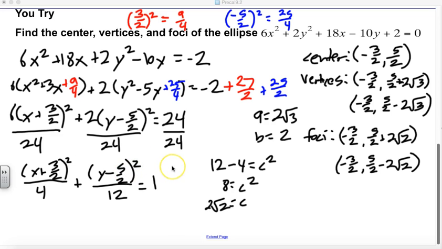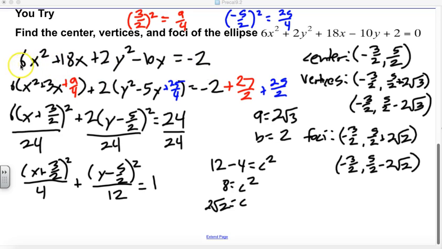So you guys are going to hate me because this one involved a lot of fractions, but it's important that you be able to do these with fractions as well as whole numbers. So it's not always going to be as clean and nice as we'd like. All right, so first we're going to group the x terms together and the y terms and move your constant to the other side. So that's why we got the -2 over here.